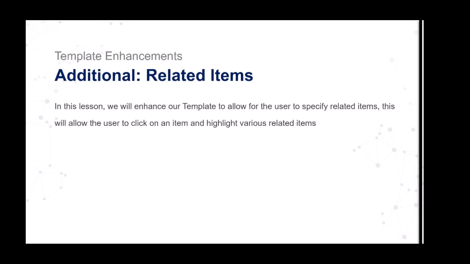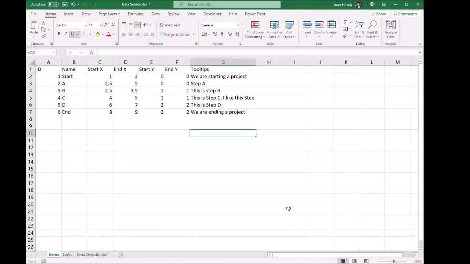And to get this working, we have to update our template to take into account the actually related items, and then we have to upgrade our Tableau workbook. So let's start off with Excel. So we are going to upgrade and update our data source again. This time what I want to put here is a column called related items.